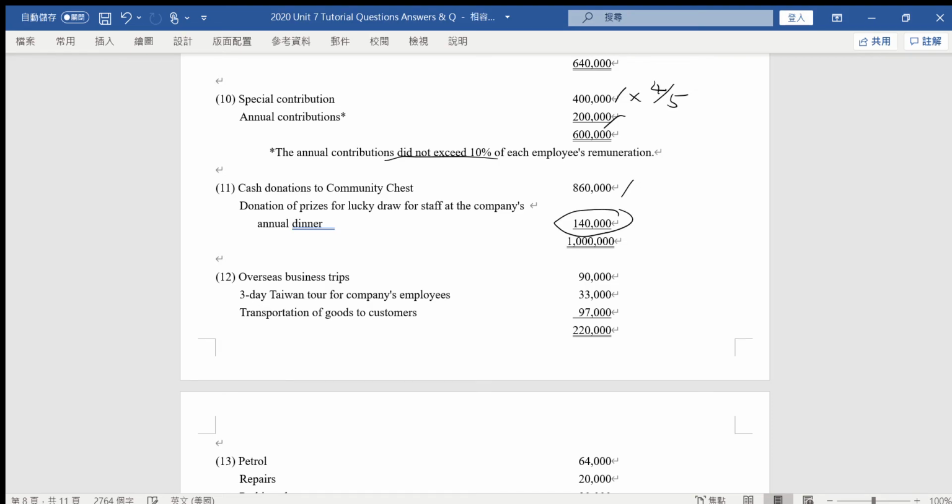For this one, you will find that it is the prize for the lucky draw for the staff at the company annual dinner. Now this one is just an accounting treatment. It was put in the wrong account only. I can say it's a fringe benefit provided to the staff, and this is an expense of the company that is allowed to deduct, and it's not a donation. That's why for this one you no need to add back, no need to adjust any. What you need to add back is just the 860,000. This one is allowed to deduct only because it is a fringe benefit provided to the employee. No need to adjust any.